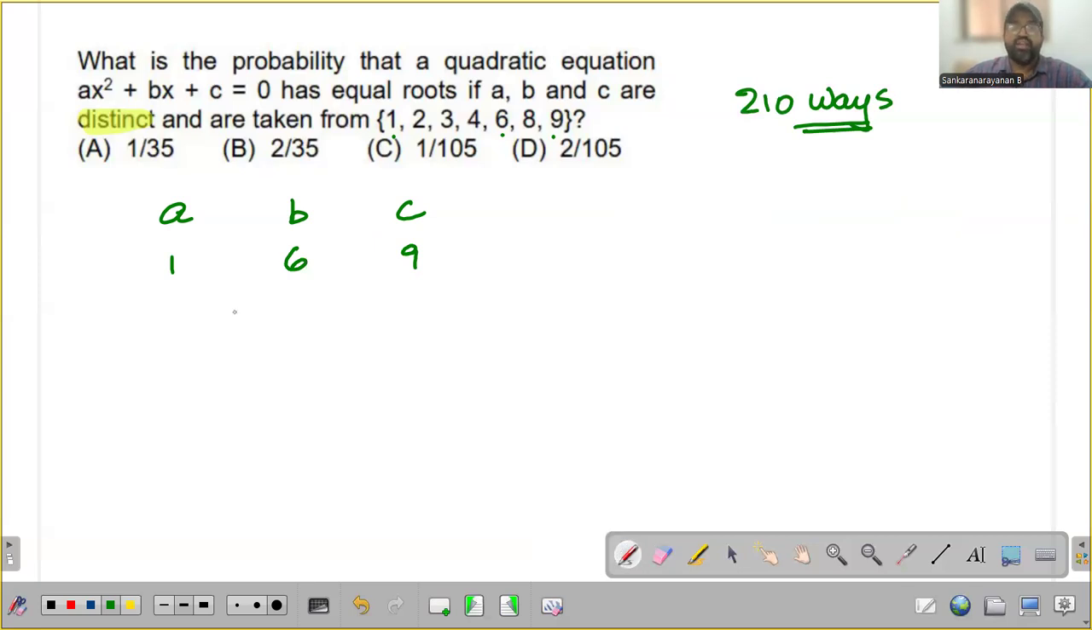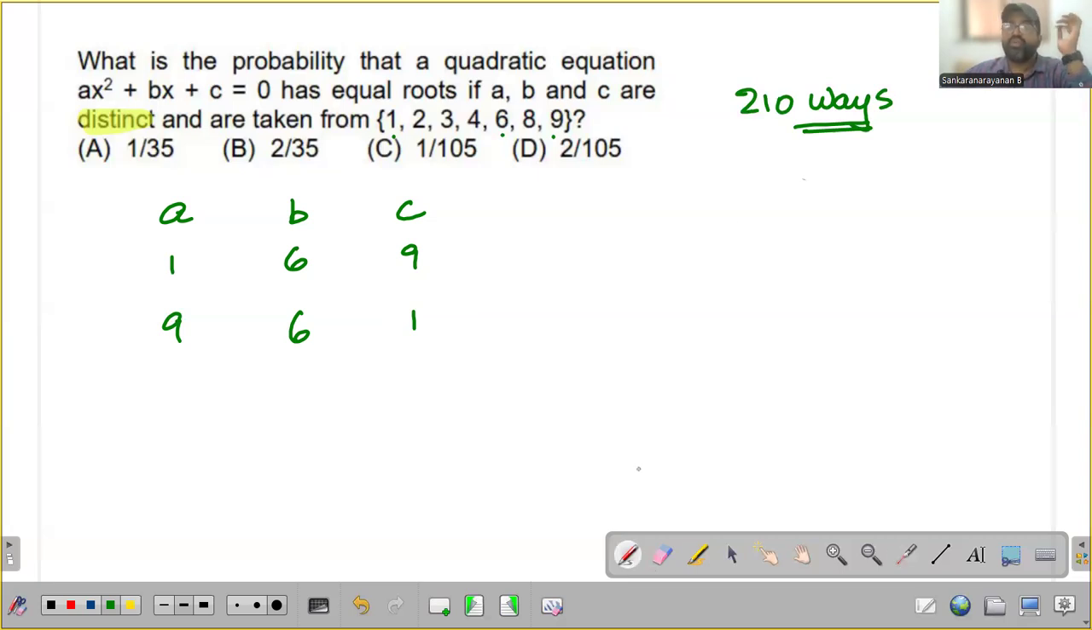In the similar way, we can also consider B being 6, A is 9, and C is 1. Here also B square minus 4AC is equal to 0. Discriminant is 0 means what? The roots are equal. And in this given set, 1, 2, 3, 4, 6, 8, 9, wherein A, B, C are distinct, satisfying that condition, there are two instances where B square minus 4AC becomes 0.